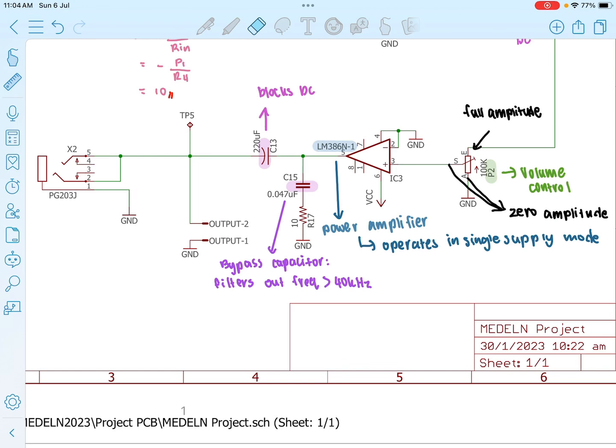The input signal is then passed through a coupling capacitor C13, which blocks DC and ensures that only the AC signal reaches the amplifier input. This prevents unwanted DC from being amplified or passed to the speaker. On the output side, we have C15, a bypass capacitor which helps stabilize the amplifier and acts as a high-frequency noise filter, removing frequencies above 40 kHz.